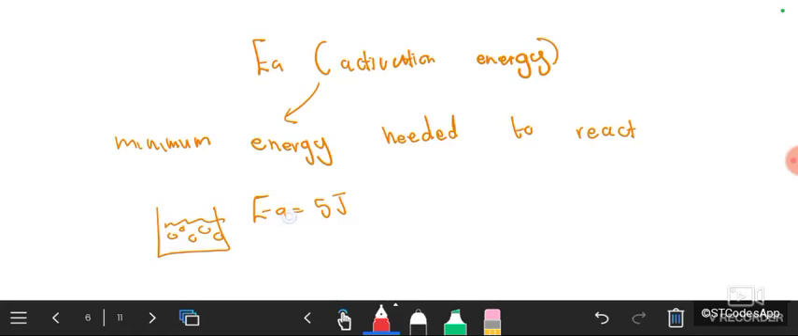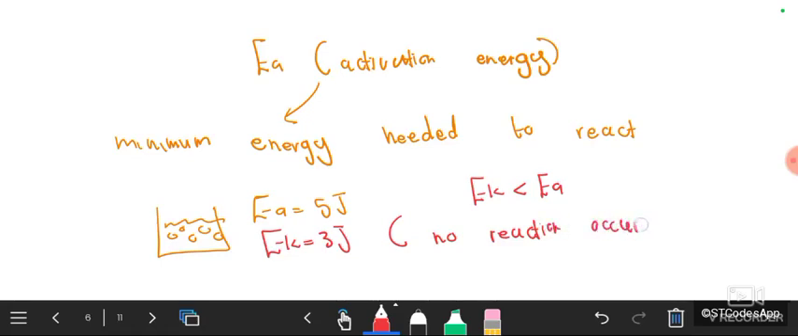Now understand, your EA is 5 joules, for example, right? It's hypothetical. Then let's say the kinetic energy of your particles is 3 joules. Now if you check over here, your kinetic energy is lesser than the activation energy. So the energy that you have is actually lesser than the energy needed. Thus, over there, no reaction occurs.